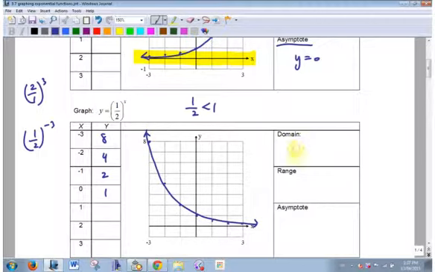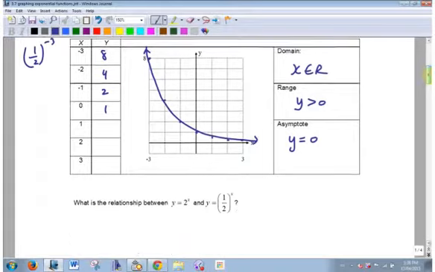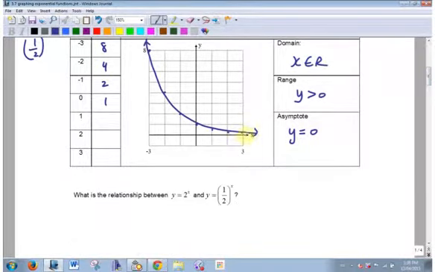What's the domain here? Shall we? With us? What's the range? Everything greater than 0, because y equals 0 is an asymptote. Okay? Gets closer and closer and closer to the x-axis, but never touches it.